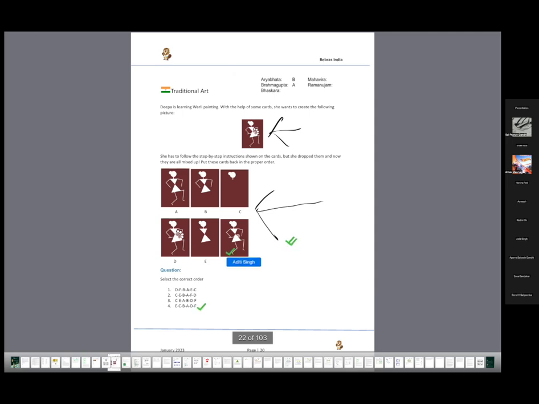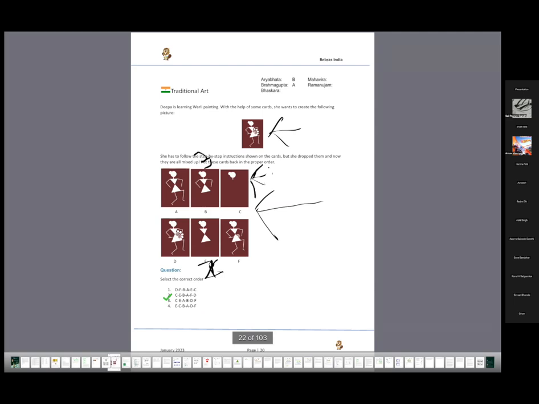Okay, so the answer is number 2 because we have to go by the least progress to the most progress shown in the cards. So the first one is C because it has the first step where only the head is there. Then next we have to go to E because the body is drawn. Then third, we go to B because they draw the hands. Then A because they draw the legs.